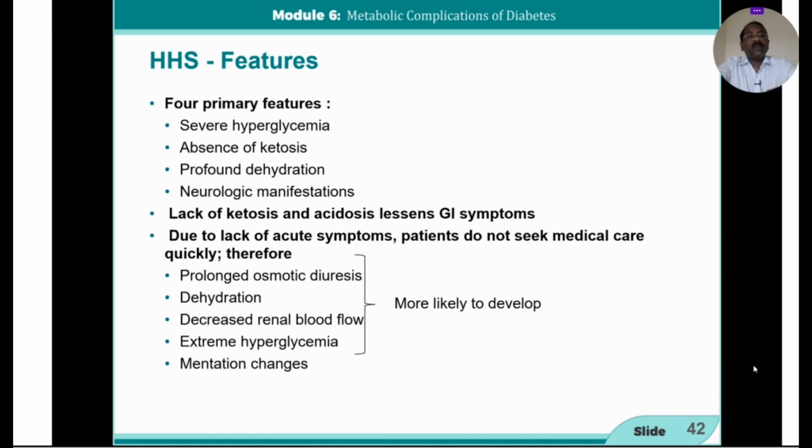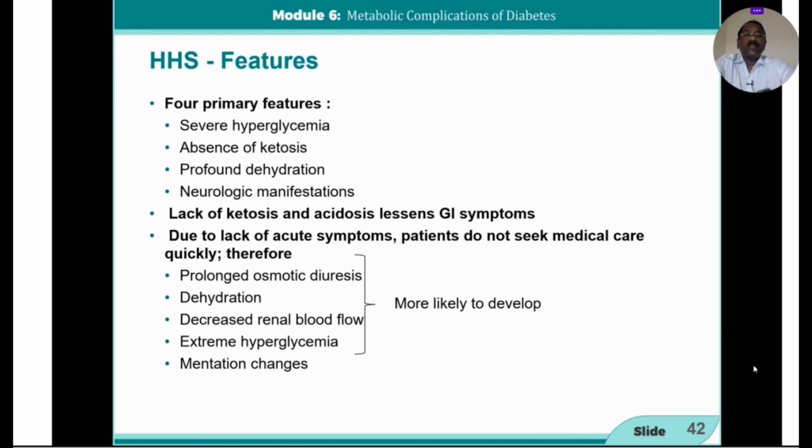Here the primary feature is severe hyperglycemia when compared to DKA. In DKA, even 250 milligrams is sufficient to cause diabetic ketoacidosis, but here the blood sugars are usually more than 600, 700, 800. And there is absence of ketosis, so ketone bodies will be negative. And there will be profound dehydration, maybe 8 liters loss. In DKA, maybe 3 to 5 liters loss, whereas here 7 to 8 liters. And there are neurological manifestations, so they are drowsy, comatose, and so on. So severe high blood sugar, no ketone bodies, more dehydration, and more confusion: you are dealing with a case of HSS.